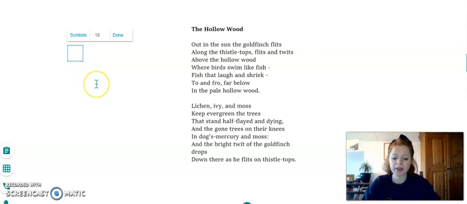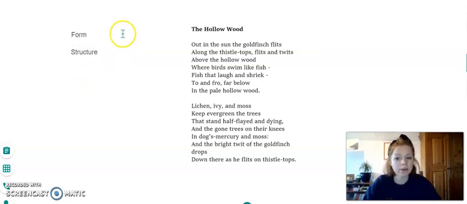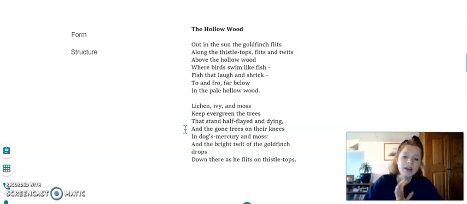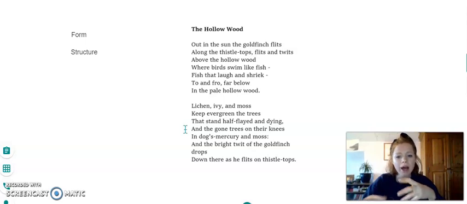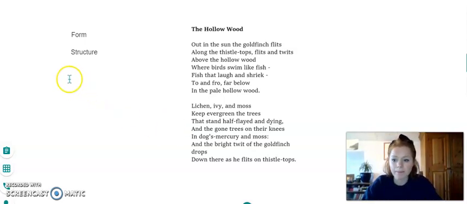Second, we're going to be thinking about structure. Now, does anyone have any idea of what I might mean when I say structure? Yeah, so that's things like line length. It's things like stanzas and stanza breaks, and sort of how does the idea take shape in the poem? How does the poet order their thoughts? So we'll be thinking about those things when I talk about structure.